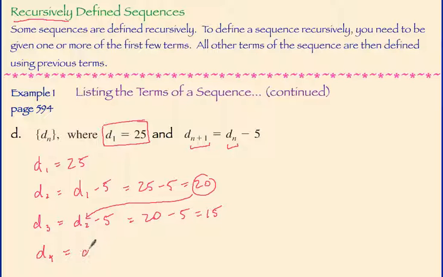D sub 4 is d sub 3 minus 5. Well, d sub 3 was 15. So now we plug that in, and we get 15 minus 5 equals 10. So that's how a recursive sequence works.